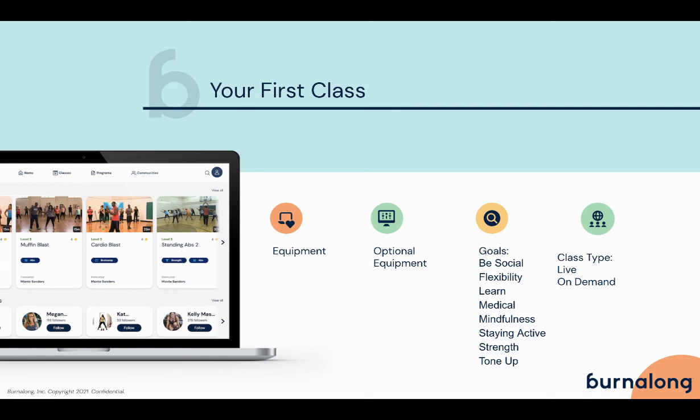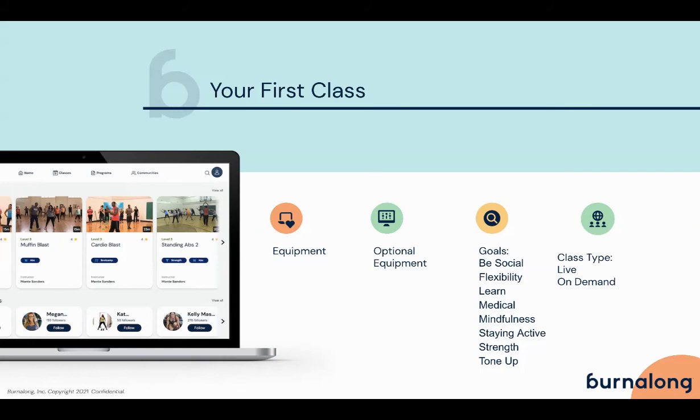Other things that you're going to need to be filling out are the equipment, optional equipment, and goals. The goals are fixed. So these are the goals that we have on the platform. And then let's decide, are you going to do a live class, or are you going to do an on-demand class? On-demand classes should be MP4s, and they will be pre-recorded on any recording device. Live classes you'll do right through the Burnalong platform.